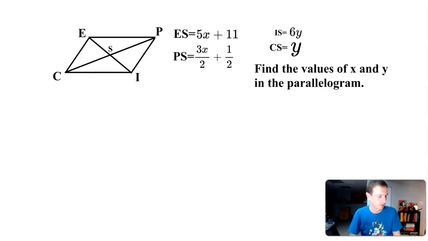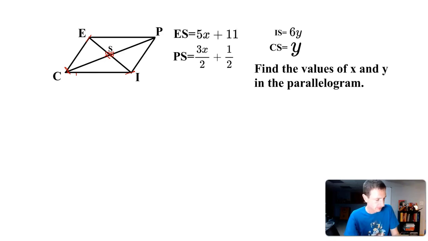Got an interesting problem here where we have a parallelogram and we want to find the values of x and y, and we're given some statements. What we're given is ES, so from here to here, is 5x plus 11. And then IS, from this corner to the middle, is 6y. And then we have CS, from this corner to the middle, is y.